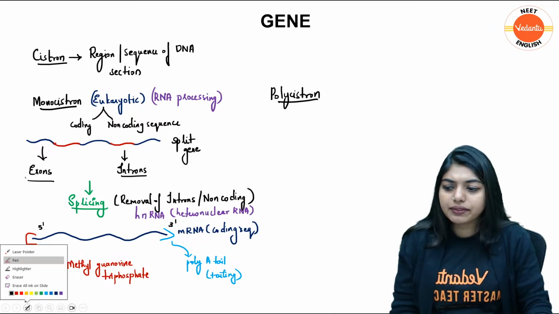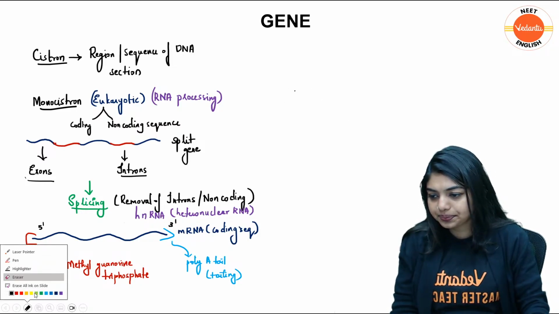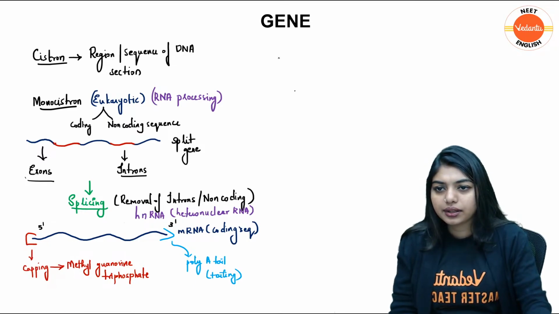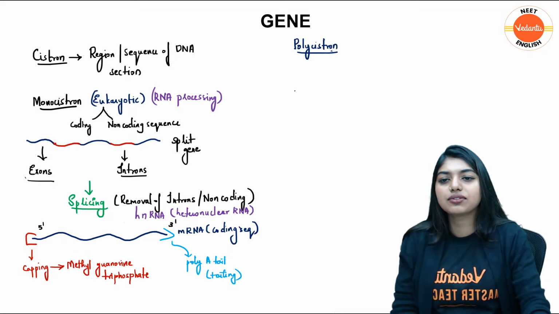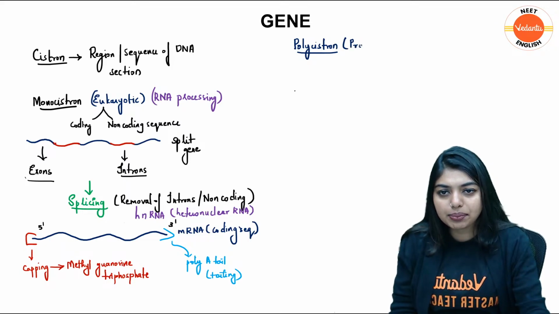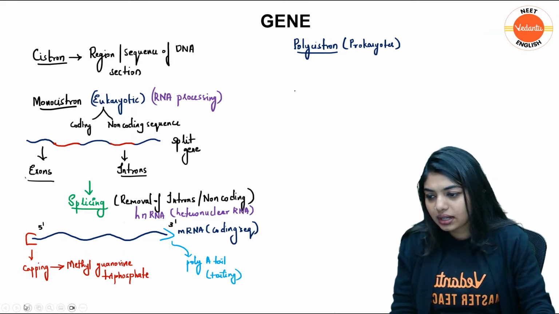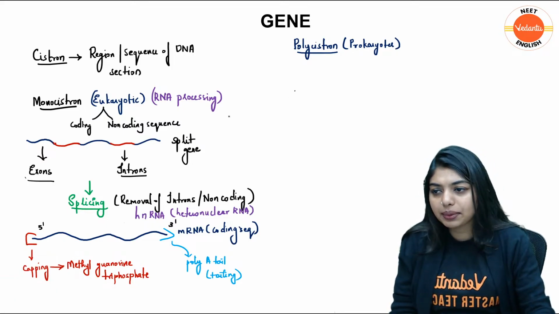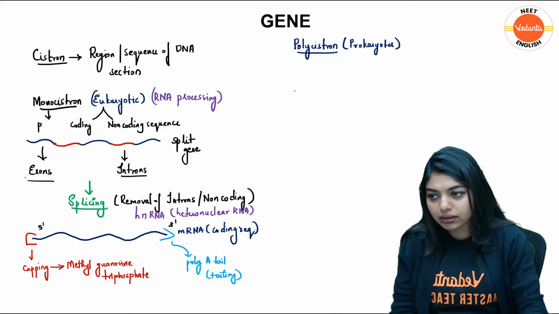Now when we talk about polycistronic, I told you a cistron is a section or a sequence of DNA. Polycistronic, students, is seen in prokaryotes, so you're going to remember PP. It is seen in prokaryotes. That means according to the central dogma, one gene can code for multiple proteins. Here, in monocistronic, one gene can only code for one protein.